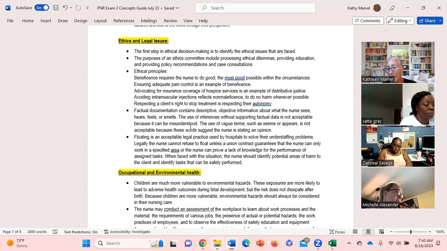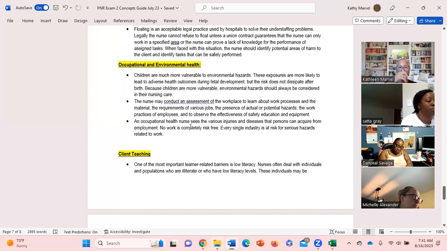That happens all the time, does it not? Has anybody been floated to a unit that you've never worked on before? It's scary. Yes. Right. It's scary. But you have to continue to try, you have to protect yourself. What tasks can you safely perform? And what is totally out of your scope? All right.